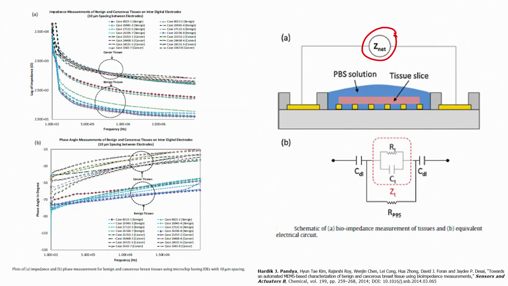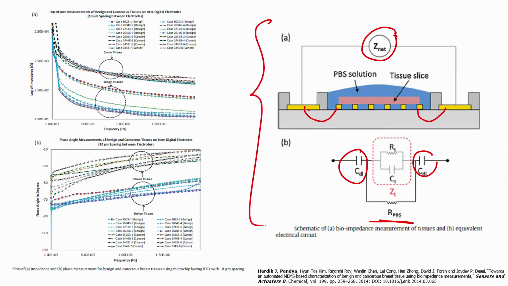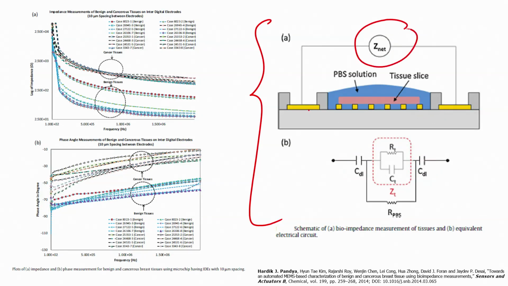So, now if you closely see, the electrodes from here to here form a double layer capacitance, from here to here again form a double layer capacitance. The tissue and PBS solution will form the resistance and capacitance which will be your ZT. There will be the resistance of the PBS solution which is your RPBS. So, the schematic of the bioimpedance measurement and the equivalent circuit you can see from this particular figure, right. So, what are we measuring now? We are interested in measuring the impedance of the tissue, which is your net impedance.